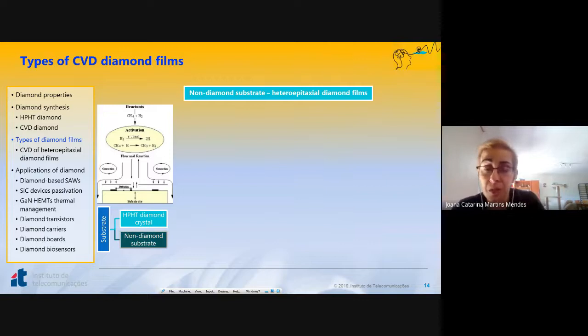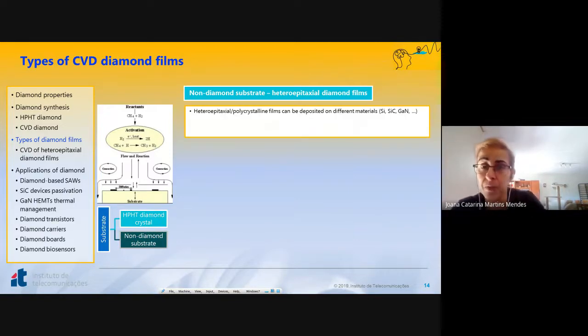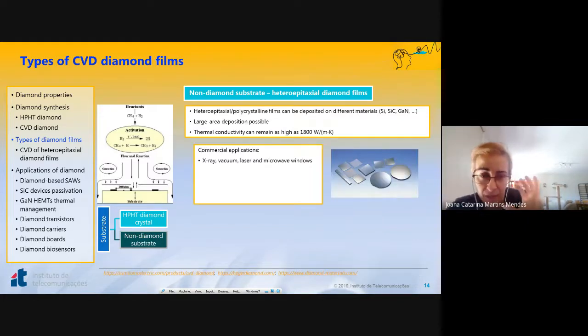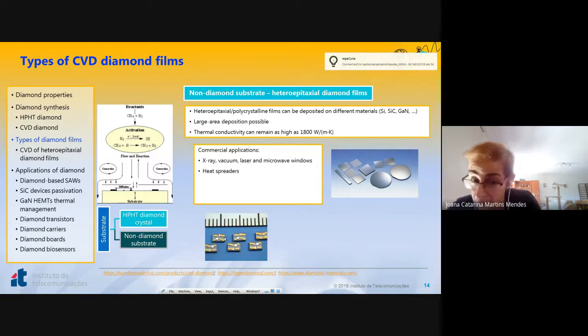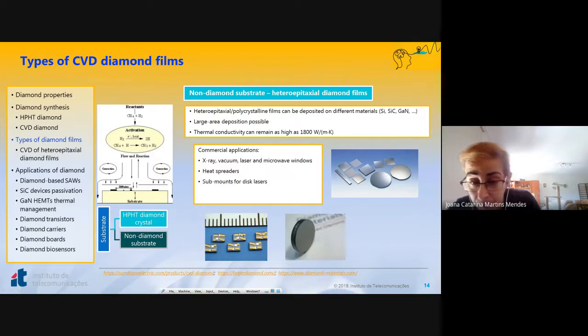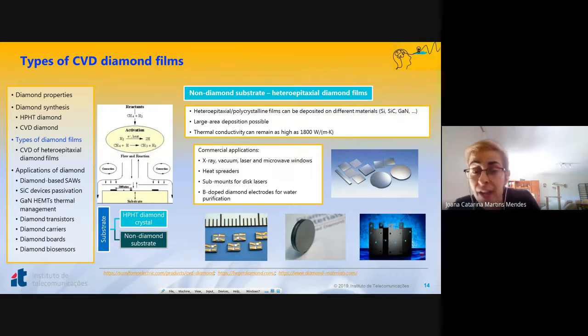Now, if you use a non-diamond substrate, you get heteroepitaxial diamond films, and you can use large area substrates like silicon carbide and gallium nitride, and then you overcome the problem of the small area. And the thermal conductivity can still be as high as 1800 watts per meter Kelvin. They also have lots of commercial applications. For instance, windows: you have all these types of windows, X-ray, vacuum, laser, and microwave windows. Heat spreaders: you can buy these tiny diamond heat spreaders already with the electrodes on them. Submounts for disc lasers, and boron-doped diamond electrodes for water purification.